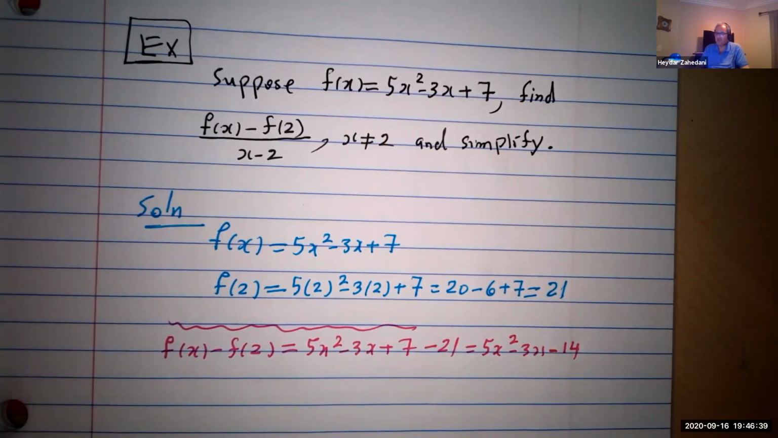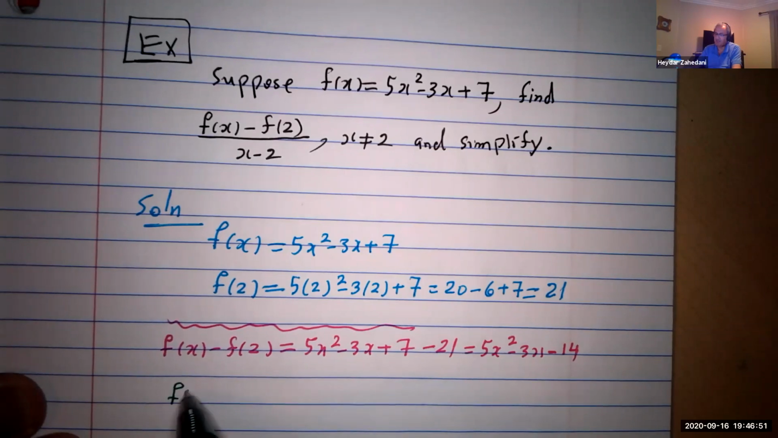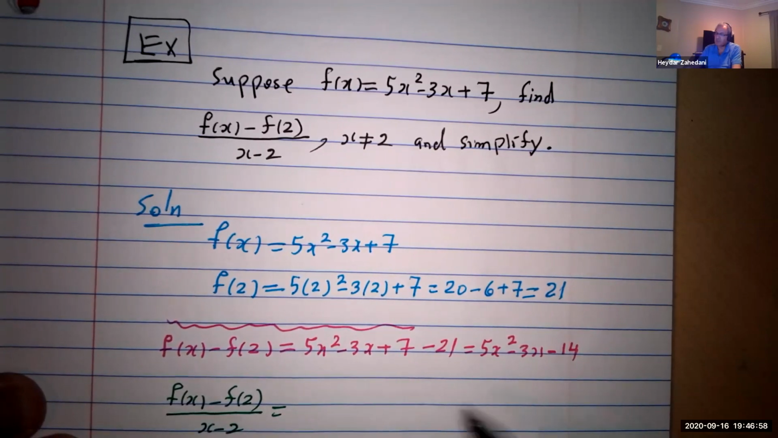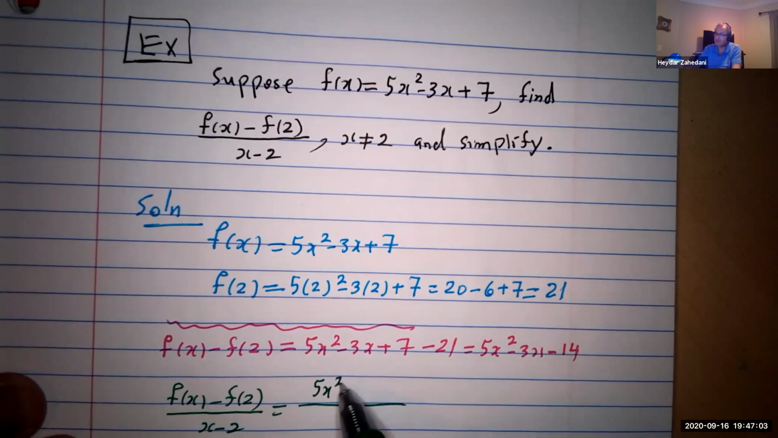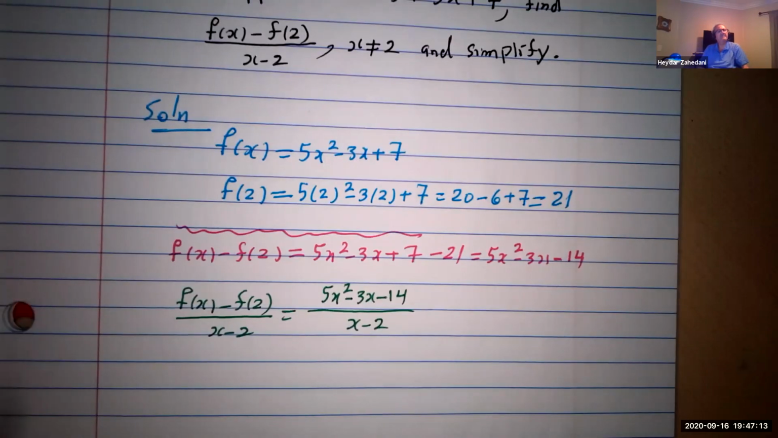Now form the quotient. You see the difference quotient. That's better, to simplify it first and then substitute. So we divide it by x minus 2. It's going to be f of x minus f of 2 divided by x minus 2. So it's going to be equal to 5x squared minus 3x minus 14, divided by x minus 2. You see, you end up with this one.